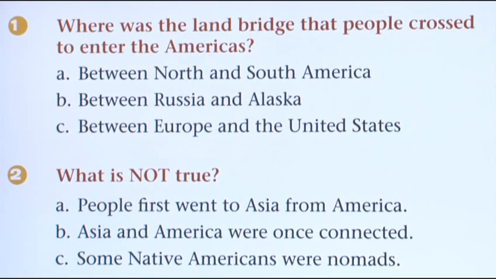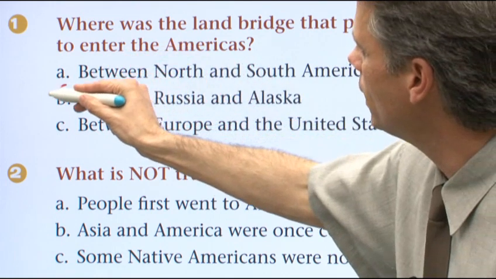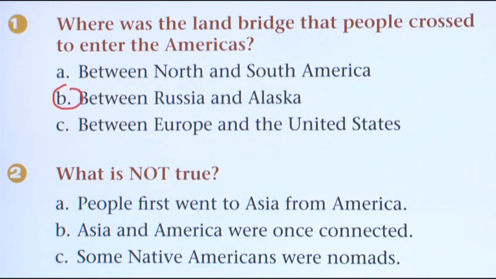A. Between North and South America. B. Between Russia and Alaska. C. Between Europe and the United States. Okay, folks, where was the land bridge? A, B, or C? And the answer is B. Between Russia and Alaska. Right. Nice. I think you did a good job on that one.